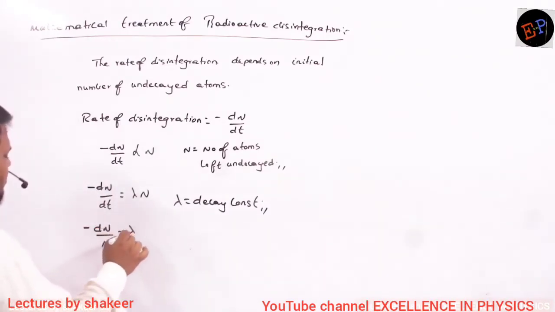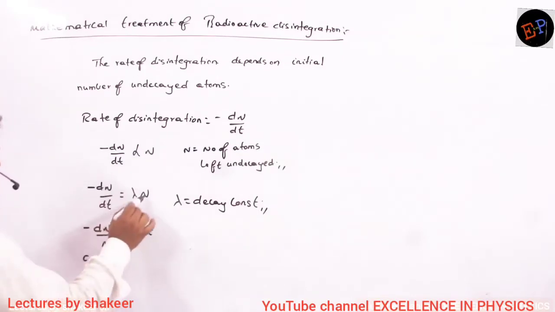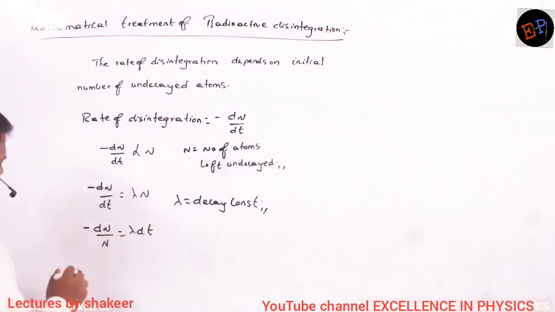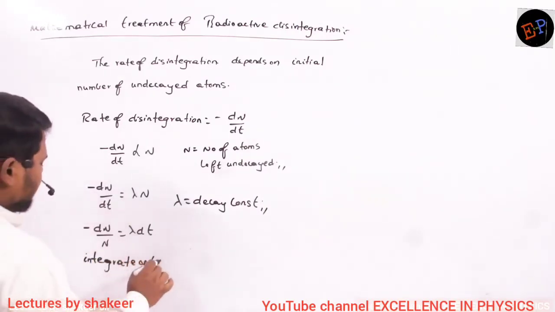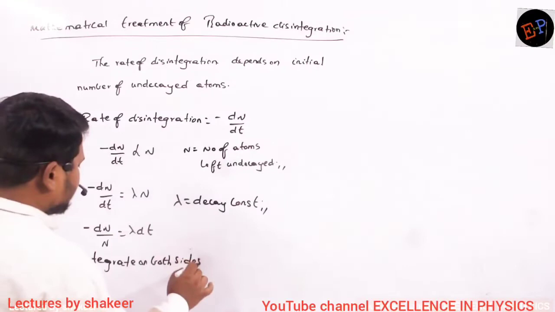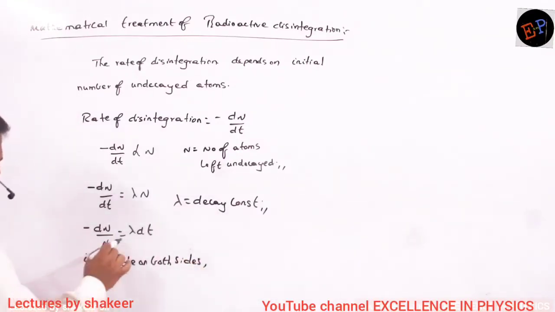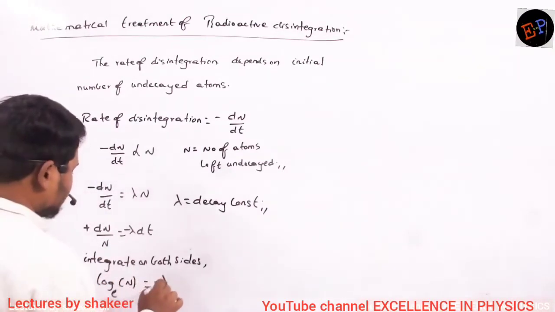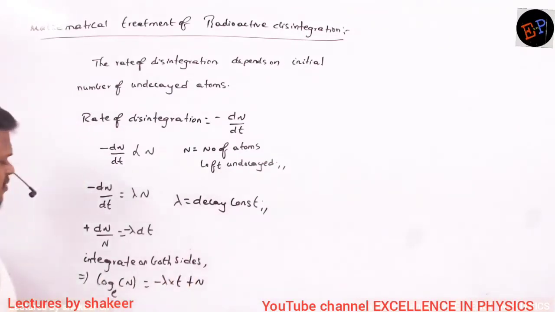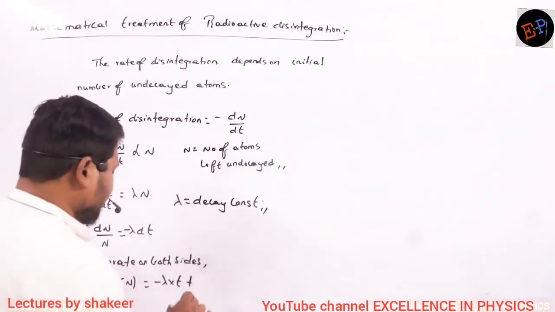So dN by N is equal to minus lambda into dt. I have taken N to this side and dt to the other side. Then I will integrate on both sides. So log to the base e of N is equal to minus lambda into t plus K, where K is a constant.